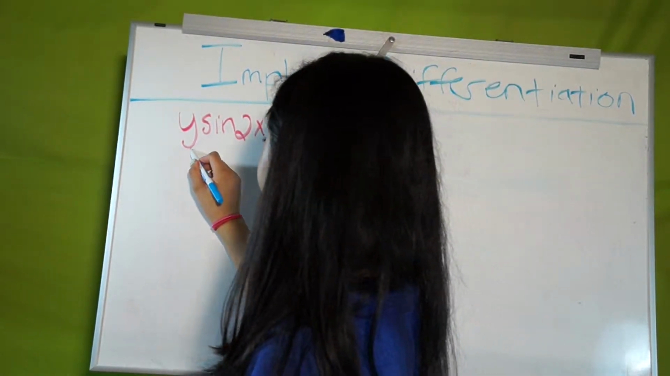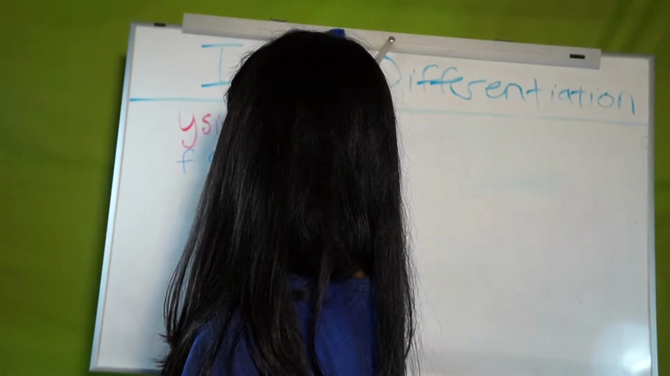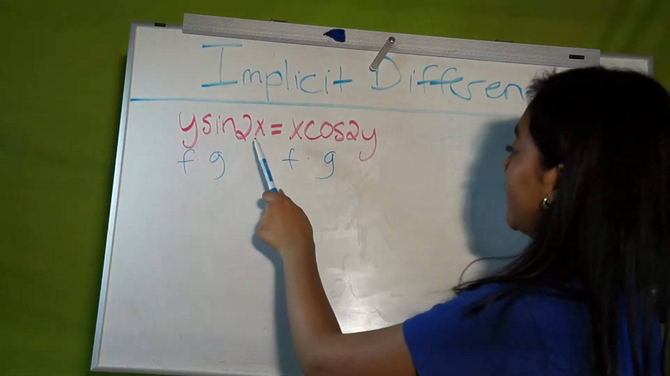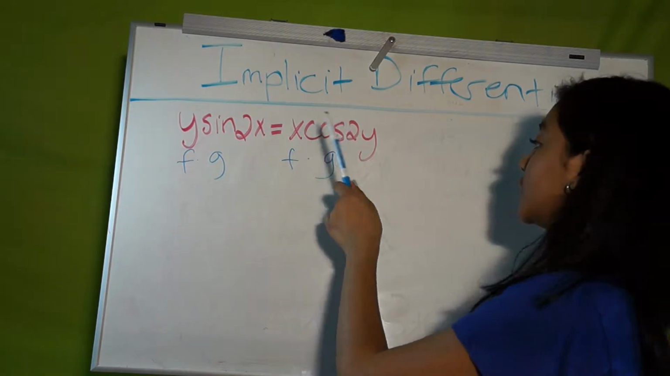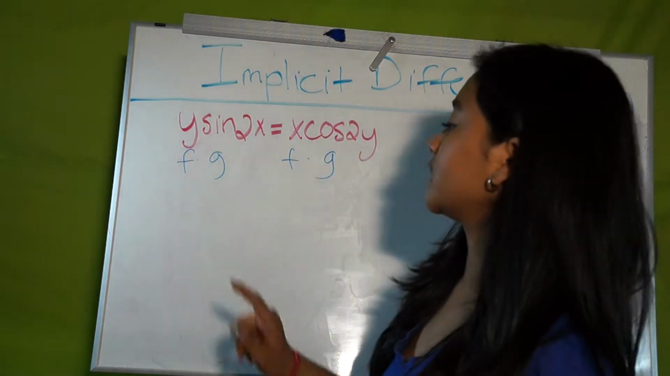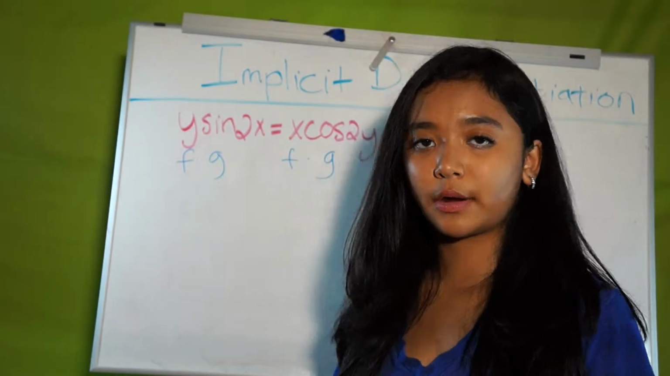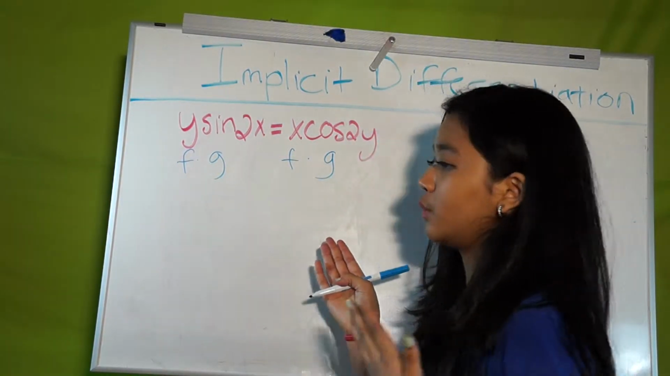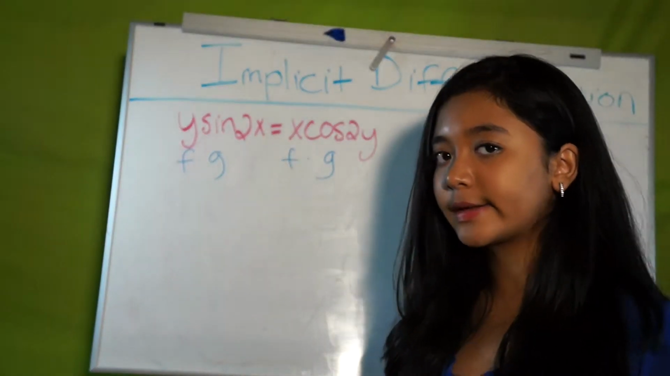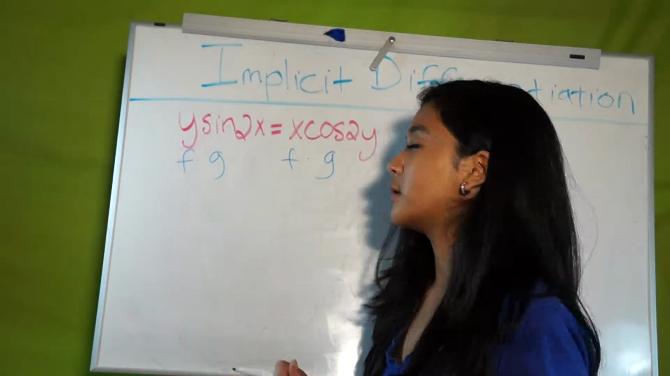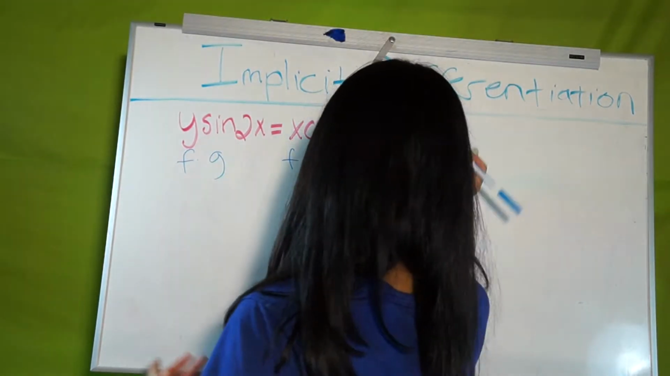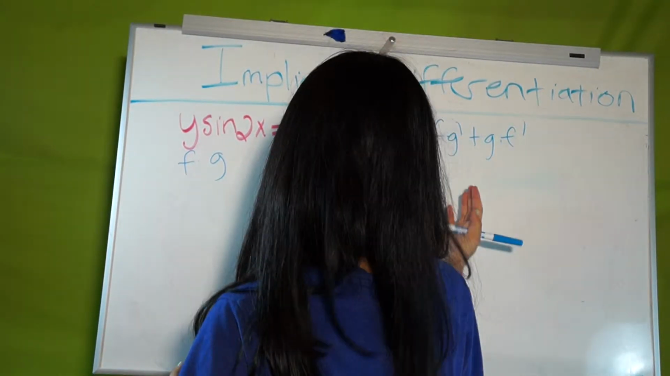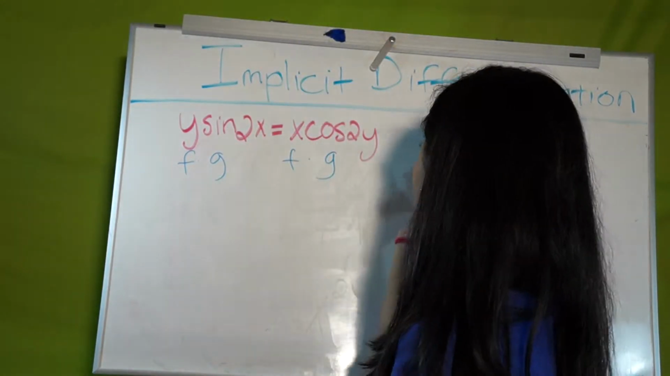Okay, so this is our f. Since these are two terms, f and g, y times sine 2x equals x times cosine 2y, these are two terms here, so that means you need to use product rule. Basically, we're going to differentiate with respect to x, but then solve for y prime in the end. So, f g prime plus g f prime. Of course we're going to start.